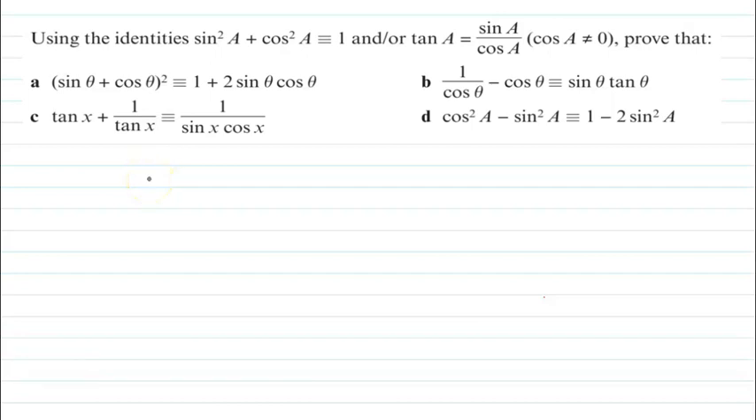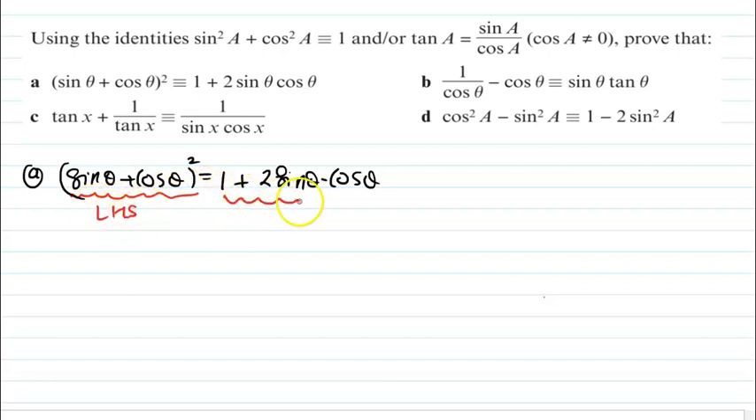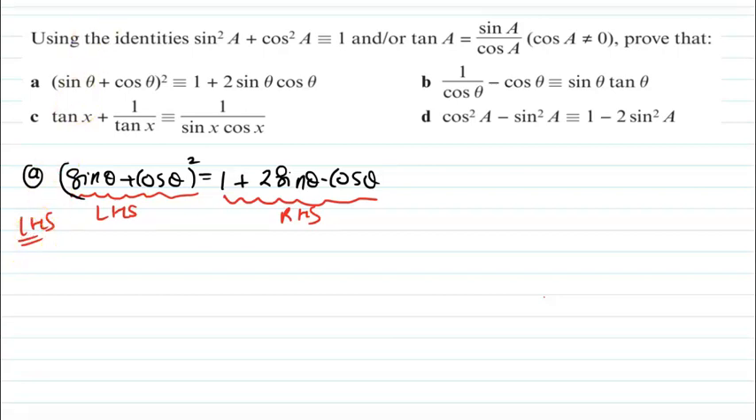Here, first question, part A. It is given (sine theta plus cos theta) whole square, and you need to prove it equals 1 plus 2 sine theta cos theta. First of all, you should know this is your left hand side, and this is your right hand side. We always start from the left hand side in most trigonometry questions, but in certain questions we should start from the right hand side. As the time comes, I will show you.